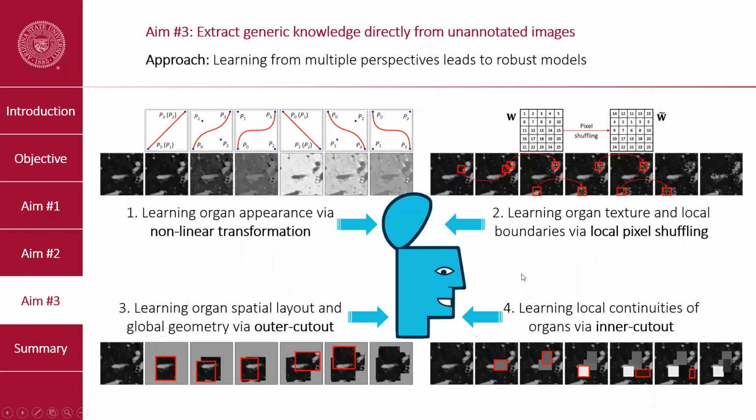To deform an image, we propose 4 different image transformation approaches. Each of them allows the model to learn from different perspectives. For example, it can learn from organ appearance, organ texture and local boundary, and organ spatial layout and geometry, and many more. We found that learning from multiple perspectives can help to build a generic and transferable model.